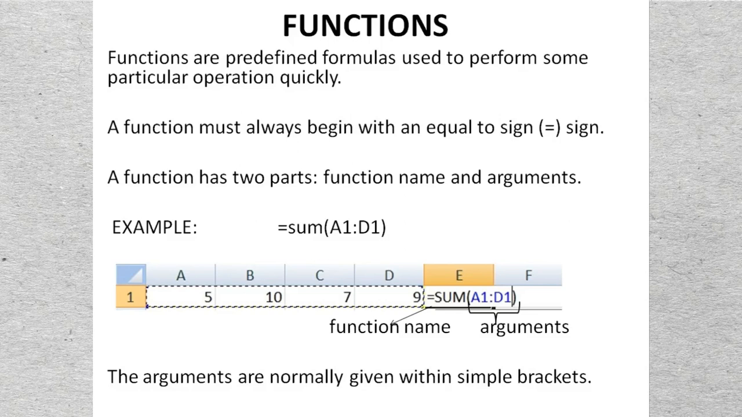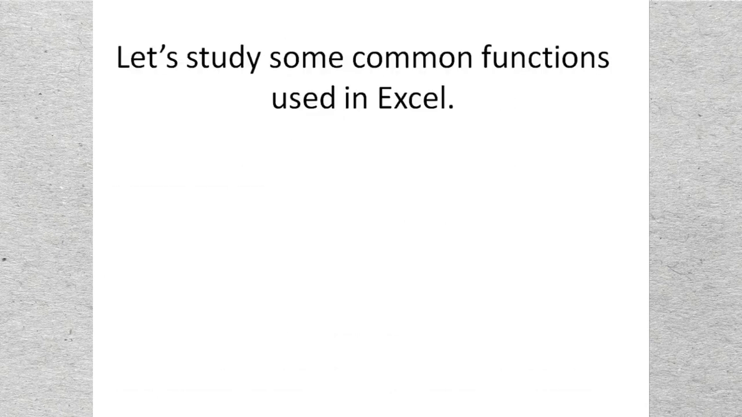See the example of sum function. Here sum is the function name. Inside the bracket you have seen A1 is to D1. This is an argument. Clear, students? Let's study some common functions used in Excel.